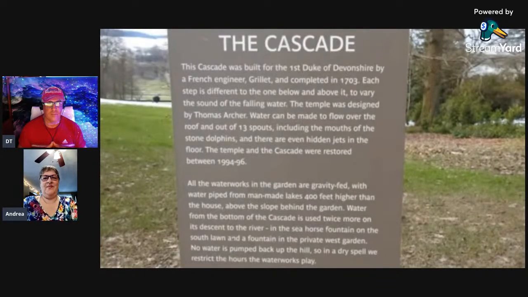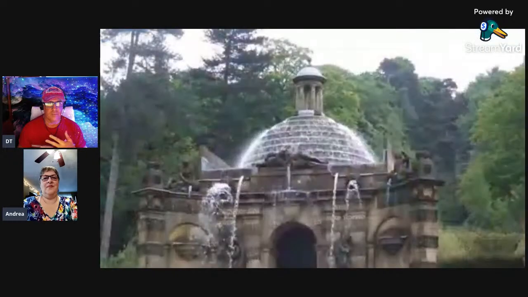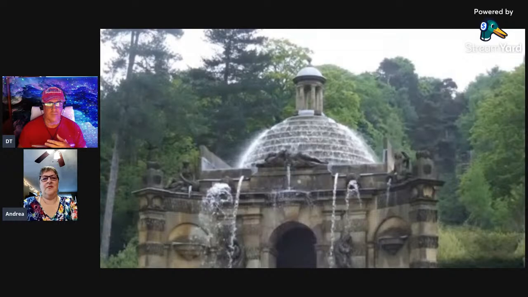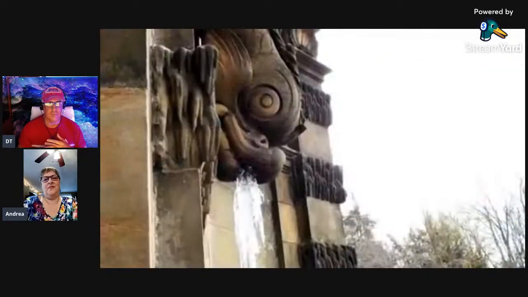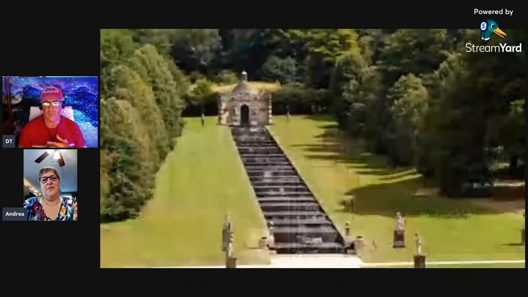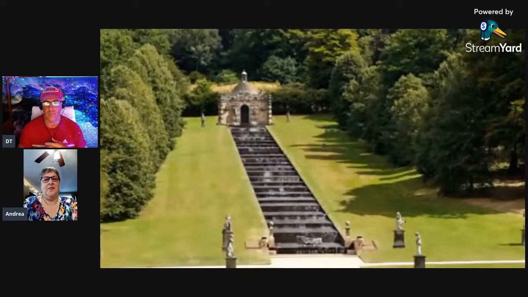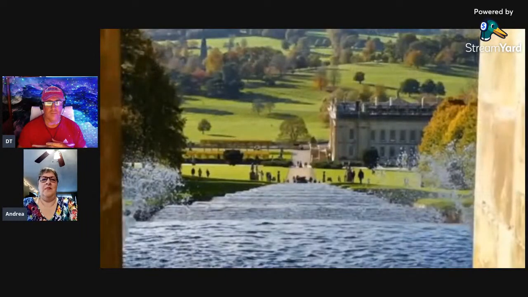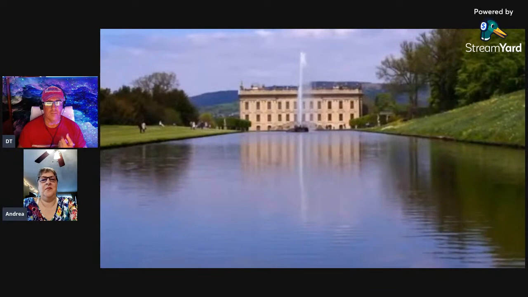As the placard states, water can be made to flow over the roof and out of 13 spouts. Some of these spouts are crafted in the form of immaculate stone dolphins and giant fish. There are even hidden jets in the floor, they tell us. The water is received from the lakes above and is used twice more in its journey to meet the River Derwent below. Once in the South Lawn Fountain, and again the private West Garden.